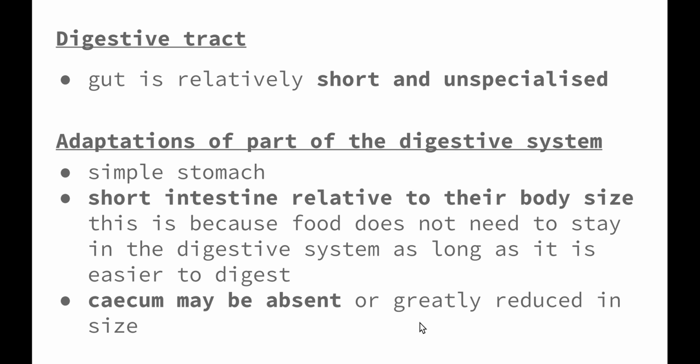And some adaptations of parts of the digestive system. The stomach, as I said, is fairly simple. It just has the release of enzymes, acids, and digestive juices in order to chemically break down the food. The small intestine and the large intestine are short relative to the whole body size of the organism. This is because the food does not need to stay in the digestive system as long because, as I said earlier, proteins and fats are quite easy to digest. And the cecum may be absent or greatly reduced in size, again, because we don't have these microbes present to assist in microbial fermentation.